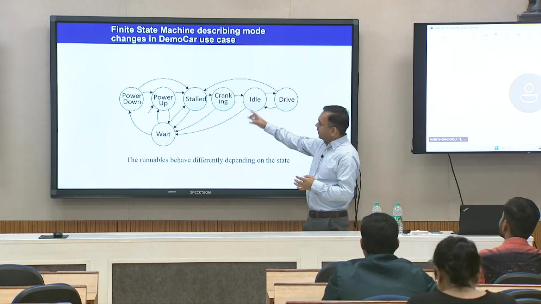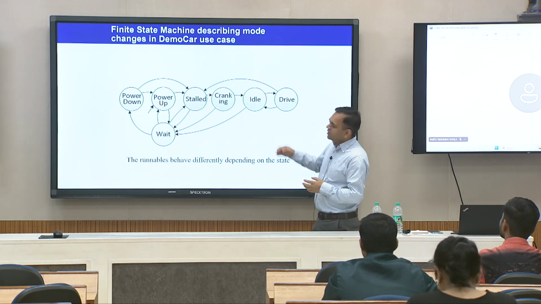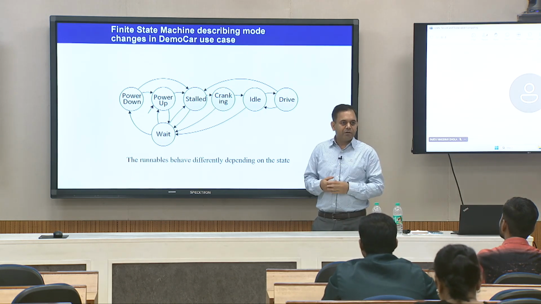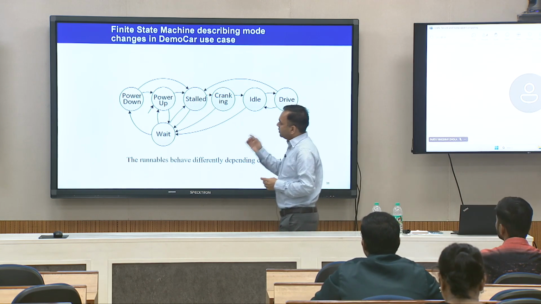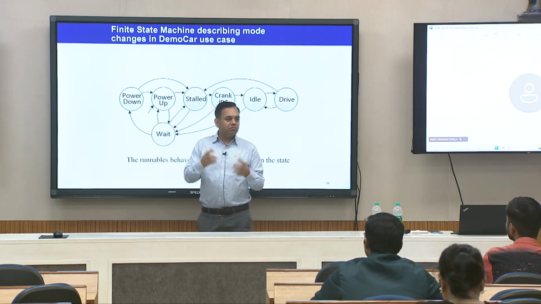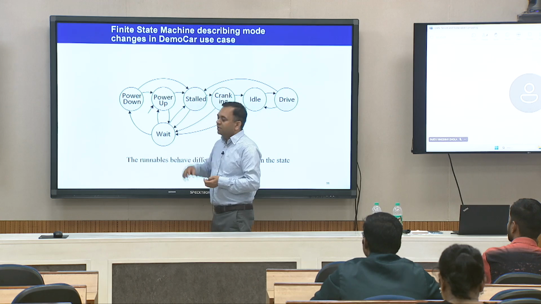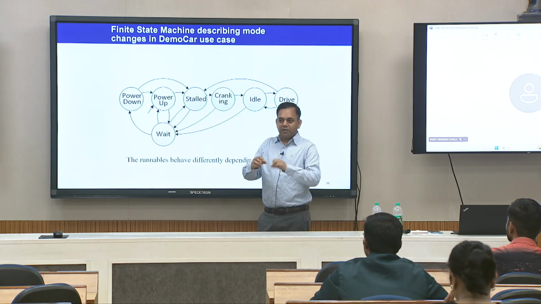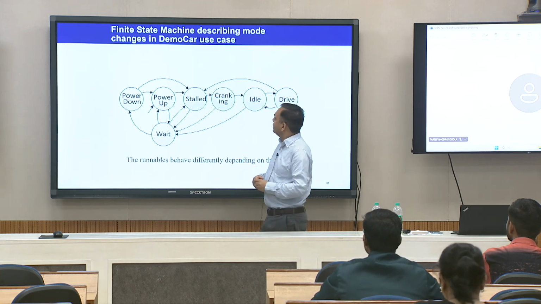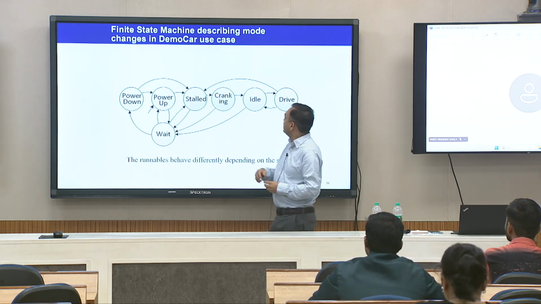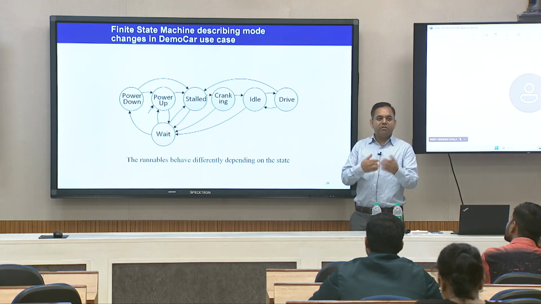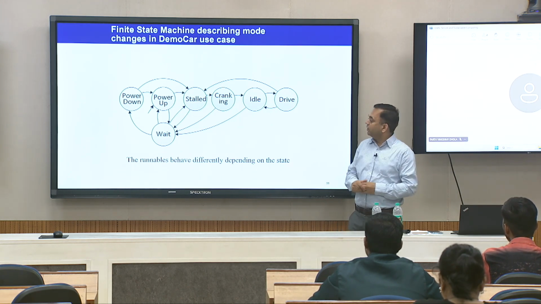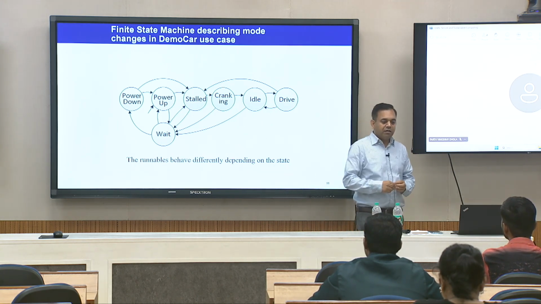This is another way to define the state, and I think this one is defined by Infineon, a major software developer for automotives. They say there could be a power down mode, meaning nothing is happening. Power up mode, where the car is running. Stalled, like you were driving but all of a sudden stopped. Cranking, we have seen. Idle, like maybe you are waiting at a traffic junction. And then driving.